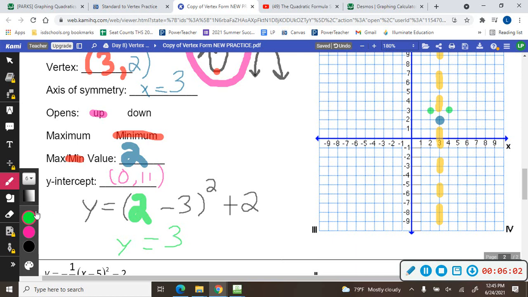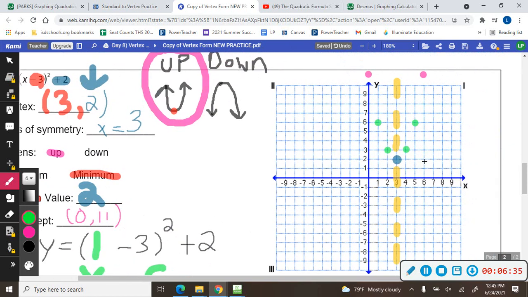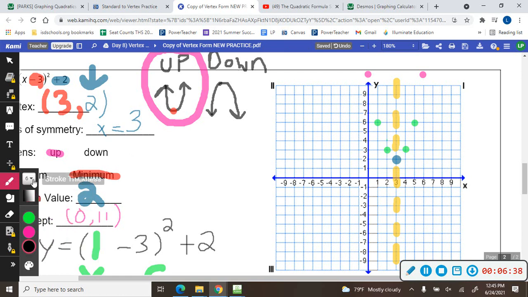Now let's try plugging in 1. If I plug 1 in here, what will the value of y be? 1 minus 3 is -2. -2 squared is 4. 4 plus 2, I get 6. So I just found when x is 1, y is 6. So that means when x is 5, y is also 6. It's symmetrical. Now I have enough information to graph my parabola.